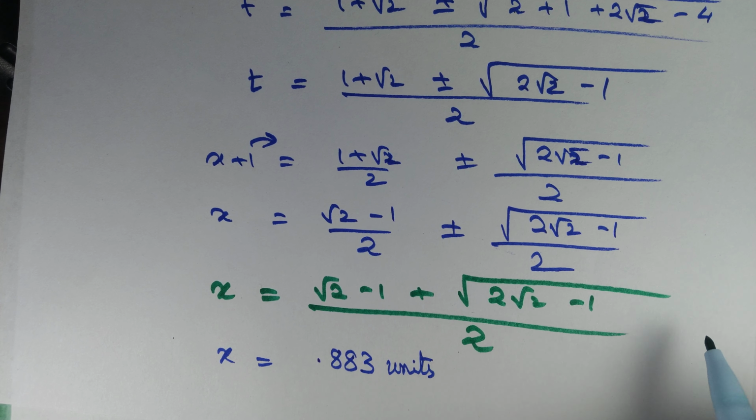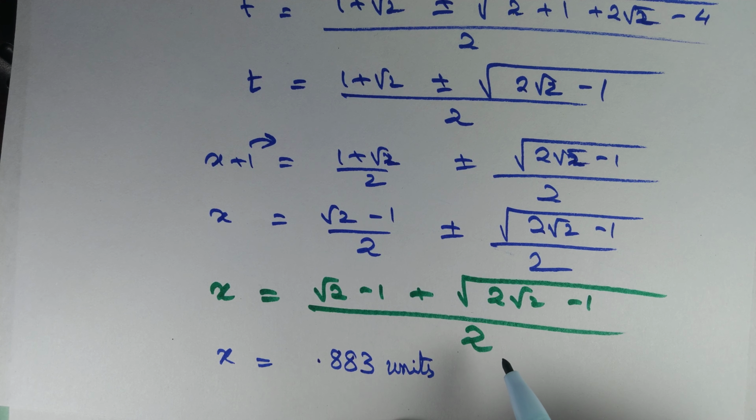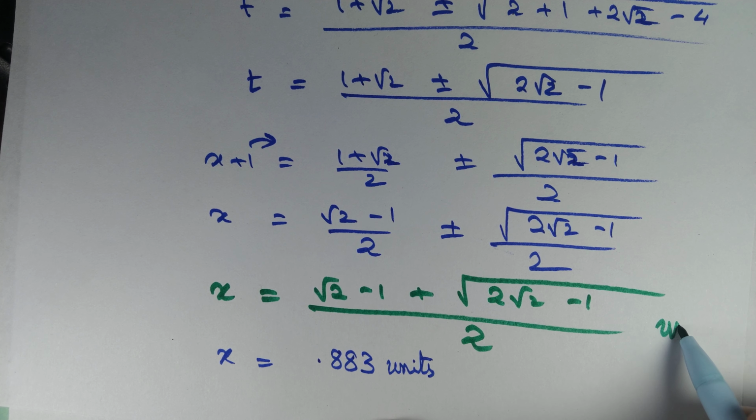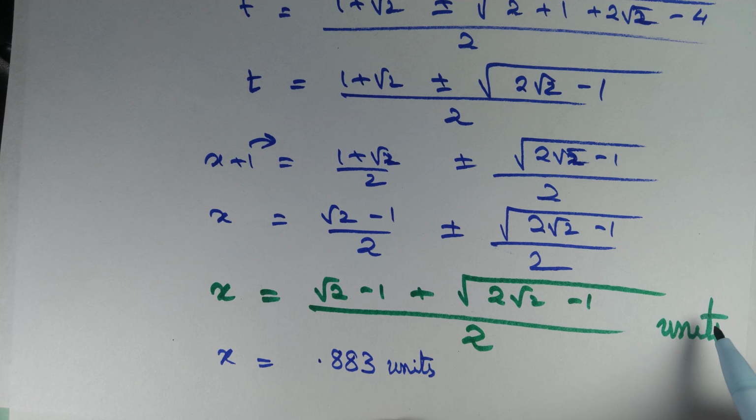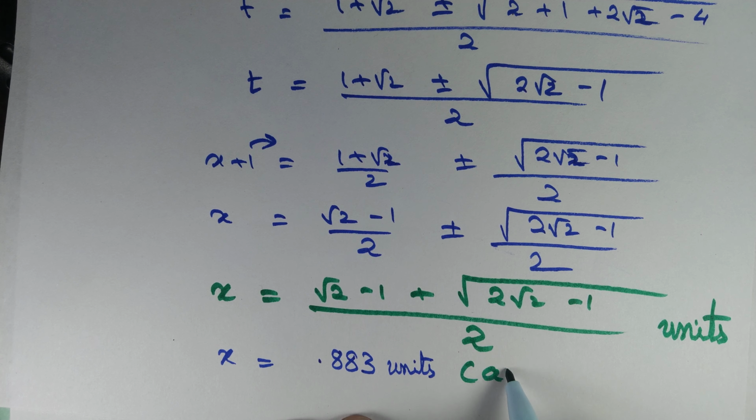You can write the answer as it is, x equal to root 2 minus 1 plus square root of 2 root 2 minus 1 whole thing divided by 2 units. Or you can determine the approximate value, 0.883 units, but approximately.